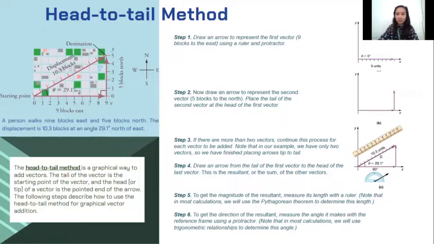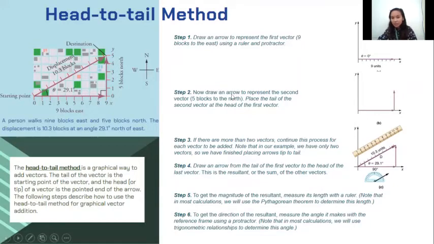Okay, for step 1, you first draw an arrow to represent the first vector. You can use a ruler or a protractor. So, given na yung axis natin, we all know that the Cartesian plane is composed of your x and y axis. So, we will just draw your 9 blocks going to the east. That's in this side. Ayan na si 9 blocks, 9 units going to the east.